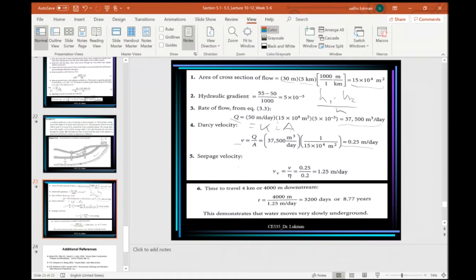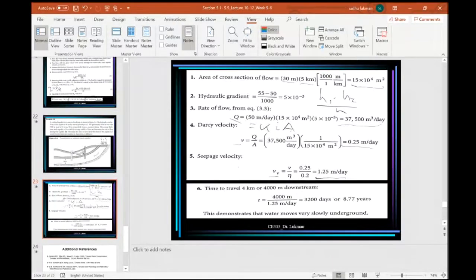Okay, and the seepage velocity is given by the Darcy velocity over the porosity. So this is the seepage velocity. You can see that the seepage velocity is always higher than the Darcy velocity because the water flows through tiny openings. The area is small, so the velocity has to be higher according to the continuity equation, Q equals AV. AV is constant, so when the area of flow is smaller, the velocity has to be higher to maintain the same flow rate.